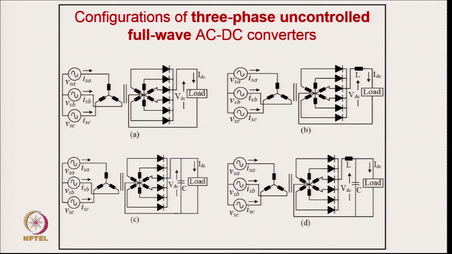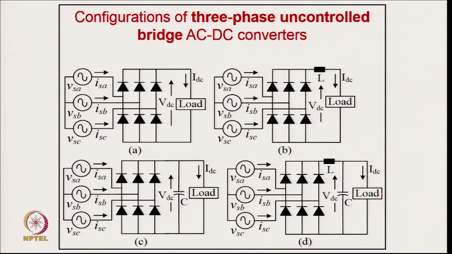So, we use a transformer which converts 3 phase into 6 phase, and now with the 6 phase in full wave we have to use a 6 diode rectifier, 6 diodes, which gives 6 pulses in input. But of course, in the supply we will get a kind of quasi square wave, which we discussed in 3 phase converters, and of course, with the inductive filter, capacitive filter and LC filter.